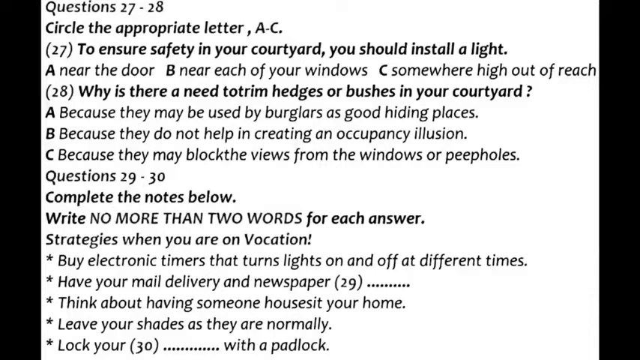Buy electronic timers that turn lights on and off at different times. Hook up a timer to your TV for a few hours each evening. Turn up the volume too. Not enough to annoy the neighbours, just enough that a lurker at the windowsill couldn't miss hearing it.